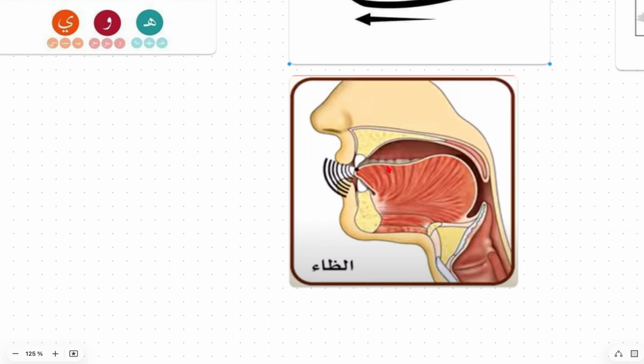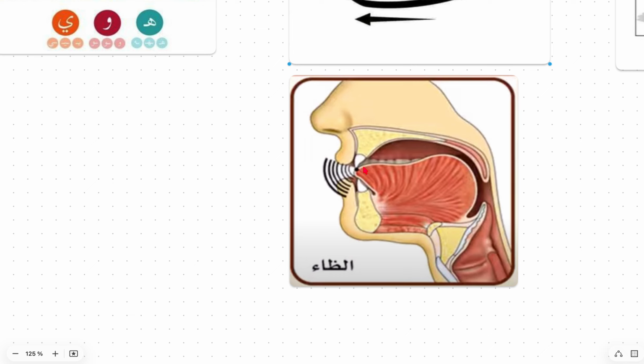The letter Dha is a heavy letter. It's an emphatic and heavy letter. It's not a light or soft letter. That means the sound comes from the throat here, and the sound is constricted between the tongue and the roof of the mouth. This is called itbaq. Like in the word al-dhulumat, darkness, al-dhulumat in Arabic, dhulumat, and dhil.